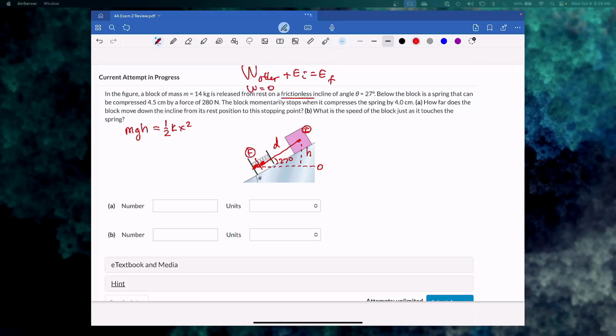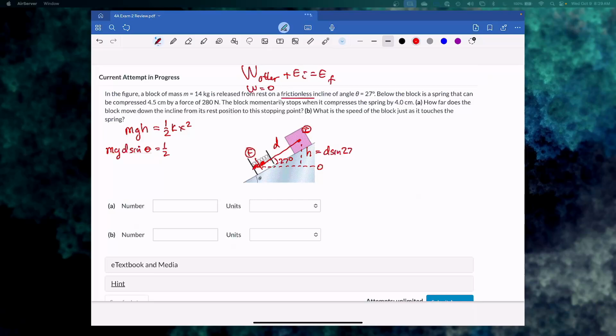So what's the relationship between D, H, and that angle right there? D is the hypotenuse. And is H touching or not touching the angle? It's not touching. So it's D sine 27, isn't it? So I know my H. Better write that in. mg d sine theta. Okay. I know my half.